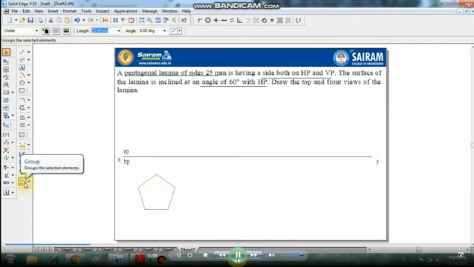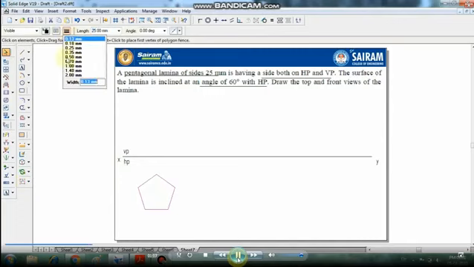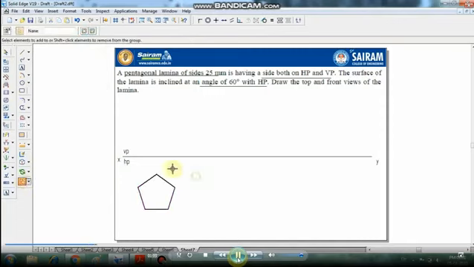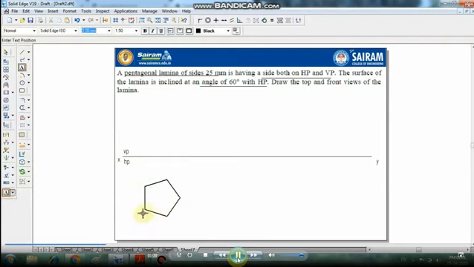Select this, make a group, and select 0.5 mm thickness for the object. Keep the lamina, rotate this edge and keep it on one side, resting on one side. So mention the corners A, B, C, D, E.